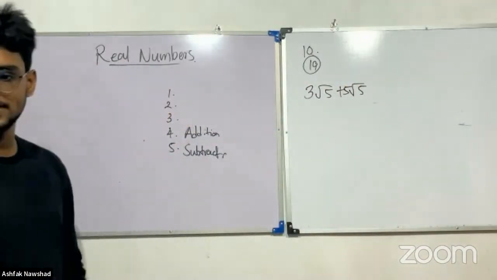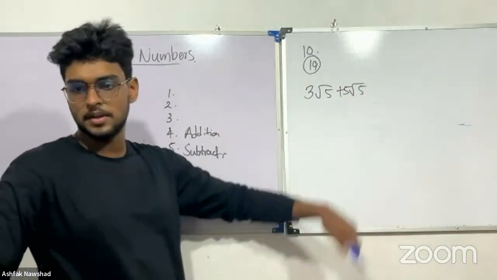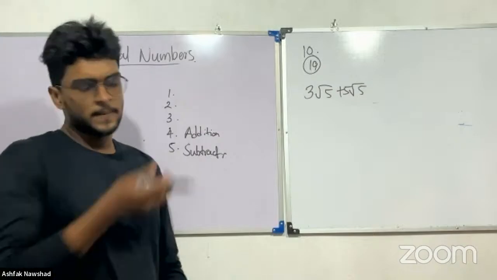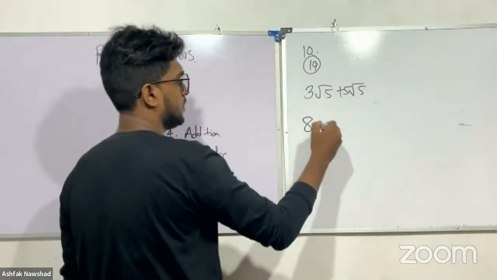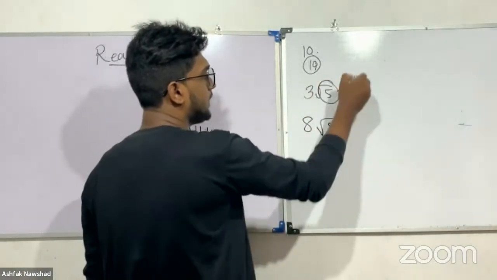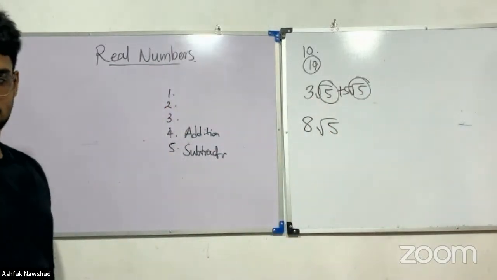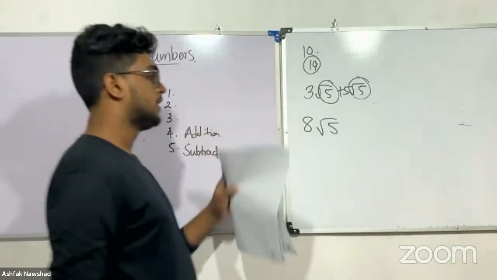So we all know that. What is the answer? 3 root 5 plus 5 root 5 is 8 root 5. So we do not add these. We only add the numbers in front. We do not add the surds. Right? So there is 8 root 5.